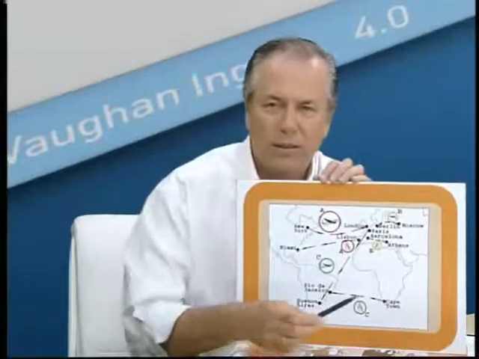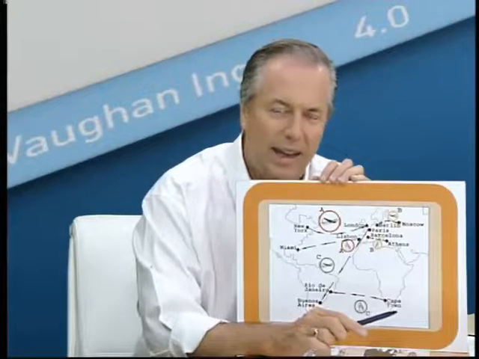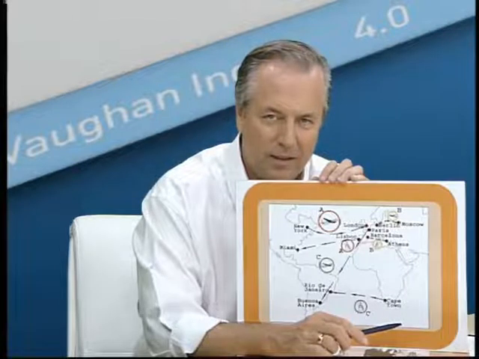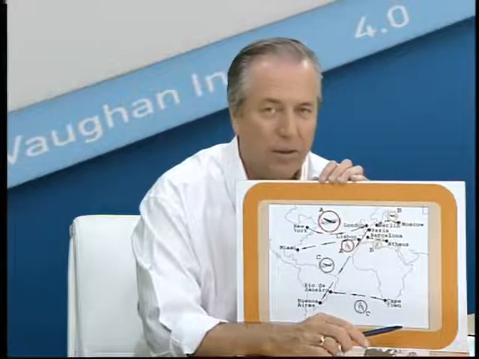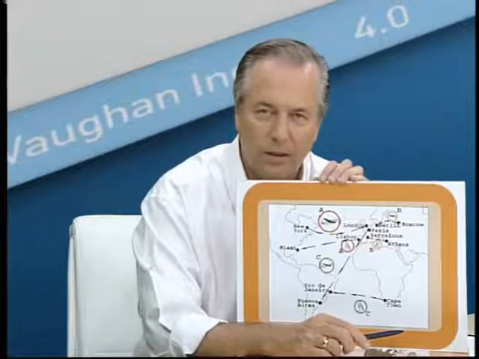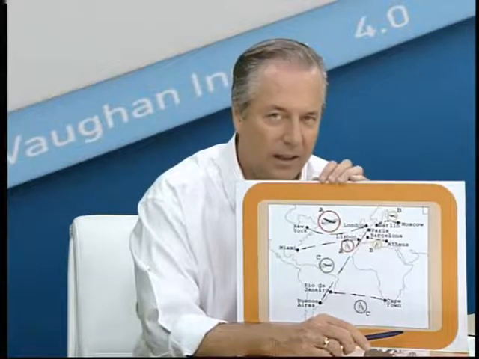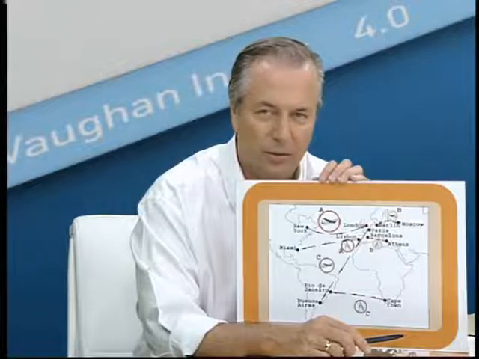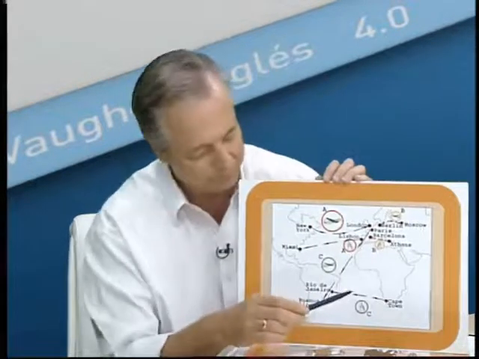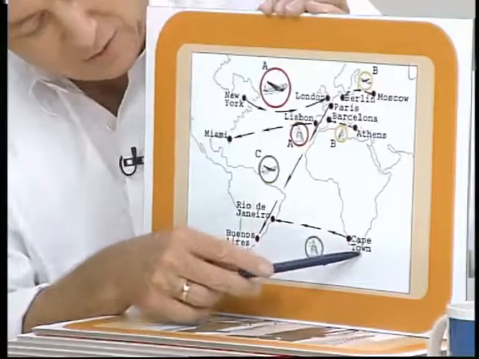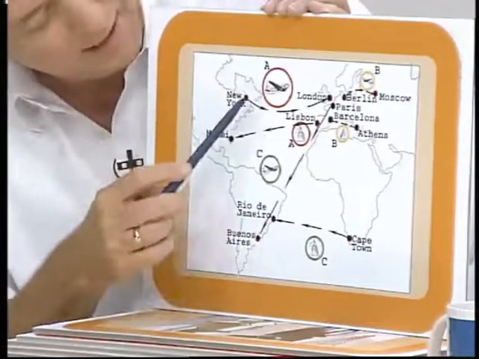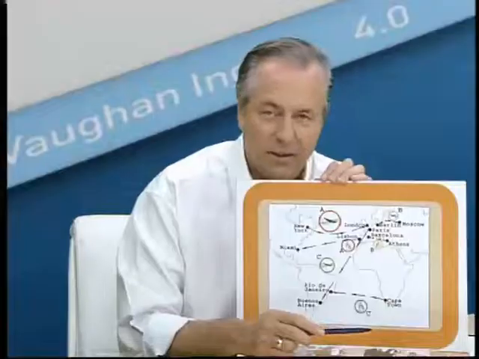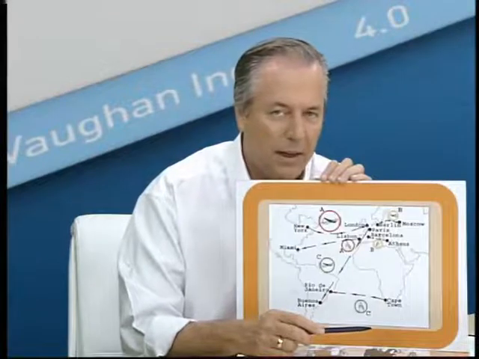A ver si me acuerdo. Plane A is going from New York to London. Ahora mismo, now. Ship C, el barco C. Ship C is going from Cape Town to Rio de Janeiro. A ver si es verdad. Let's see, ship C. Yes, ship C is going from Cape Town to Rio. Plane A is going from New York to London. Ship A is going from Lisbon to Miami.